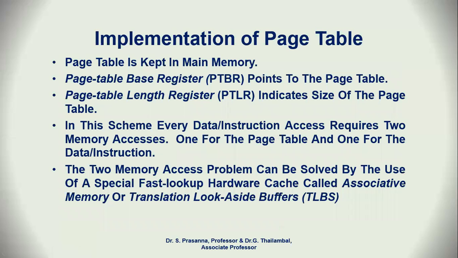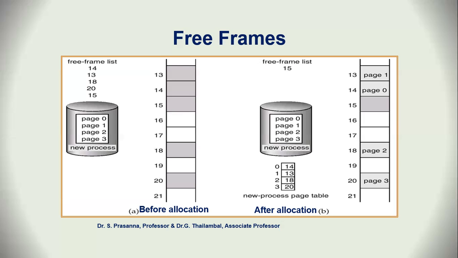Now, the implementation of the page table. So what is a page table? The page table is kept in main memory, as you can see in this diagram. This is the page table: pages 0, 1, 2, 3, and 14, 13, 18, 20 are the frame numbers. This is how the page table looks, with the page number and correspondingly its frame number.